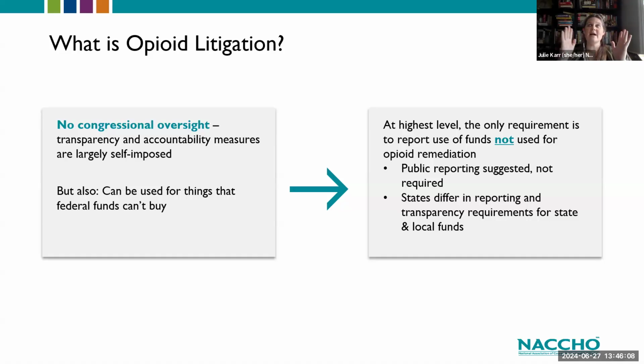They require oversight for those backward-looking parts of the lawsuit, but not so much on the forward-looking part of it, which is a big lion's share of this. Public reporting is suggested, but it's not required. States differ in the reporting and transparency for their state and local funds, and states have different rationales for how they do that and why they do that. Next slide.